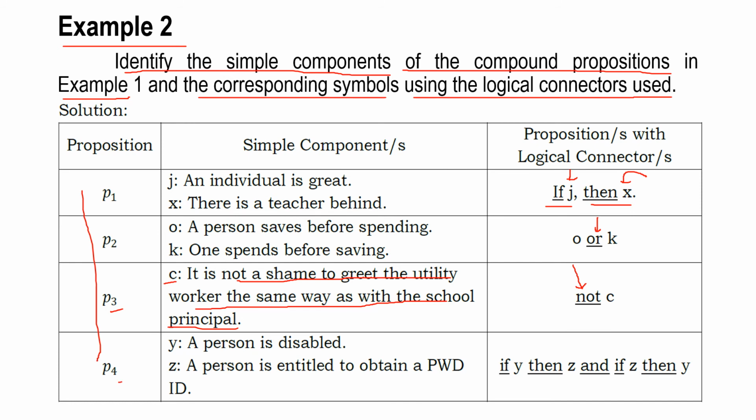Then for your P sub 4 here, we simply use Y to represent the proposition a person is disabled, and C to represent the proposition a person is entitled to obtain a PWID. We simply use if then here for us to combine these two propositions under your Y and Z, the if then and if then. So we are swapping the locations of these two propositions under your P sub 4, and then we use the logical connectors if then and if then.